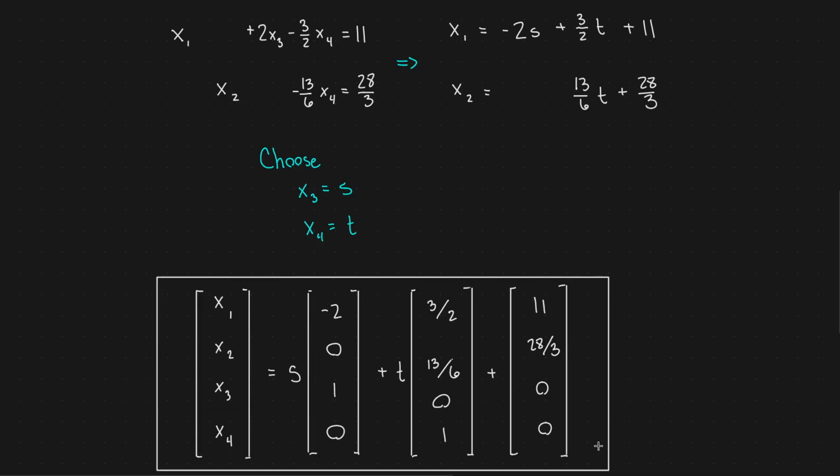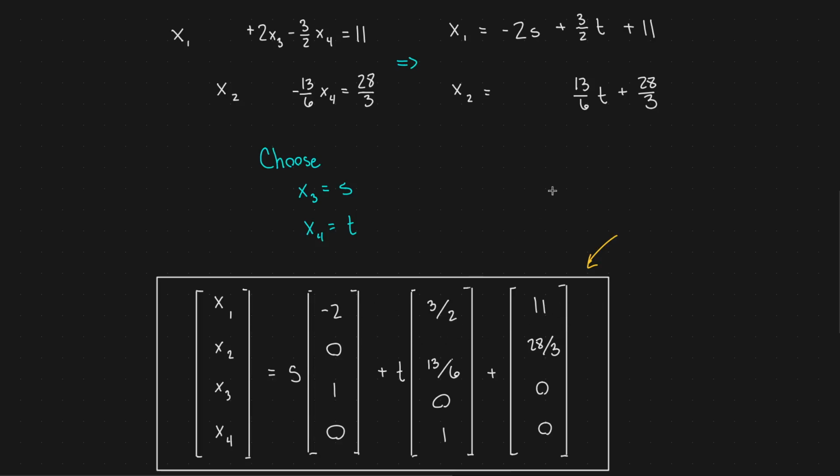And so that's my solution. I have 2 free variables in 4 dimensions. We haven't talked about that, but if we have 2 free variables in 4 dimensions, this is actually a plane that lives in 4-dimensional space. Okay? It's a 2-dimensional object that lives in 4-dimensional space.